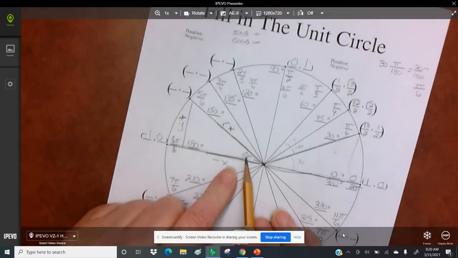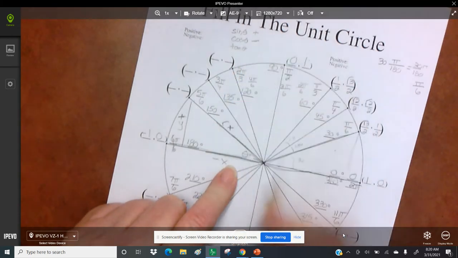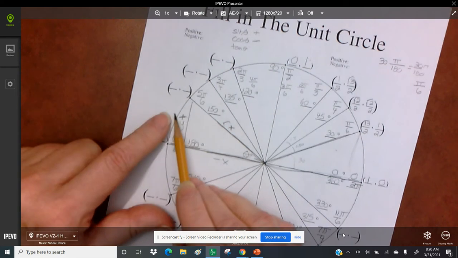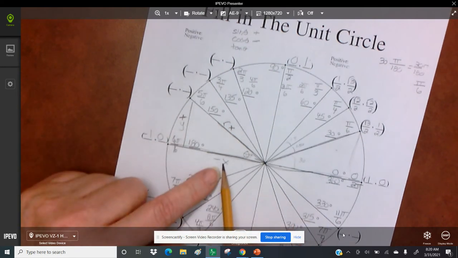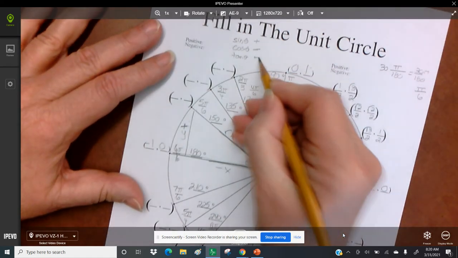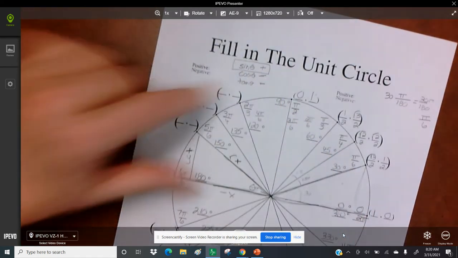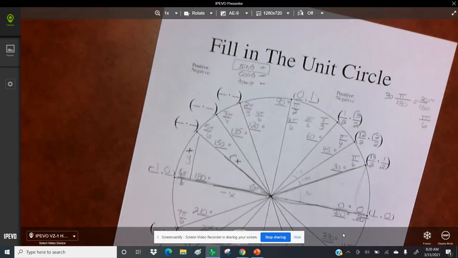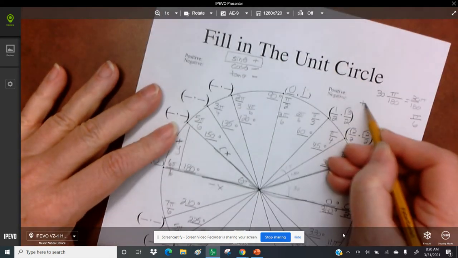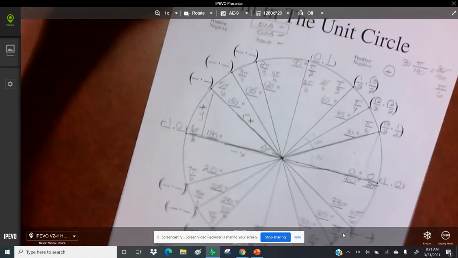And in this quadrant, the tangent is going to be the opposite over the adjacent, which would be positive over negative. So this would be negative. So in this quadrant, the only thing that's positive is the sine. My cosine and tangent would be negative. In this quadrant, we know they're all positive, right? First quadrant, everything's positive.